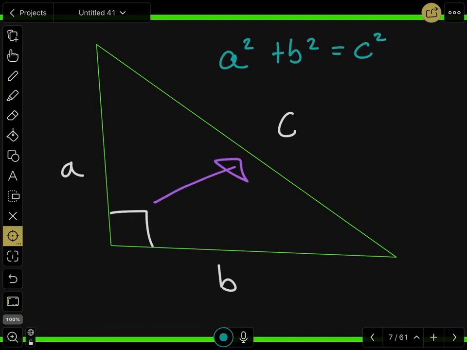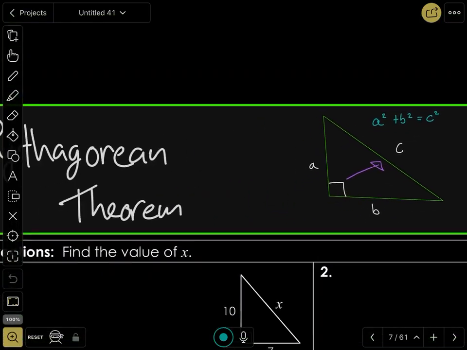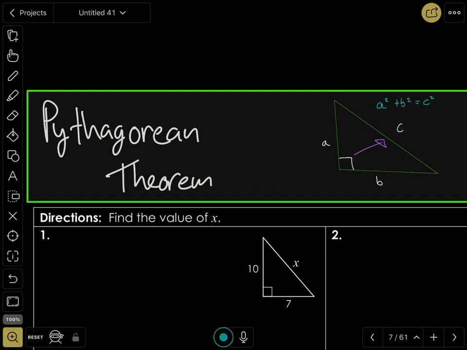So here we have the Pythagorean theorem, a squared plus b squared is c squared, where c is always our hypotenuse, and our hypotenuse is always across from the right angle. So I look where's the right angle, I make a little arrow, that's C, that is alone on the equal sign. A and B are added together on the one side of the equal sign. So a squared plus b squared is equal to c squared. And again, this is the Pythagorean theorem, which we've looked at before.